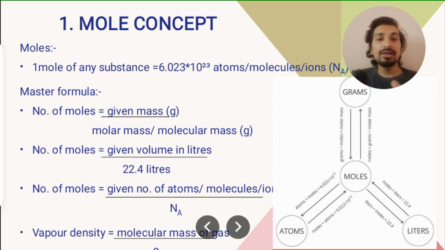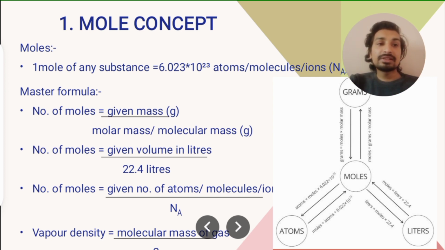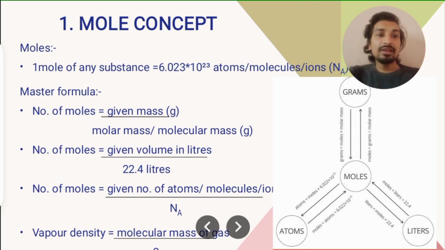So it's a huge number, right? 6.022 into 10 power 23, with 23 zeros after that. So 6023 and so on, a very huge number. This number is called the Avogadro number. It is also represented like this, Na. It's also called the Avogadro number, the 6.022 into 10 power 23. That number of substances is called a mole.